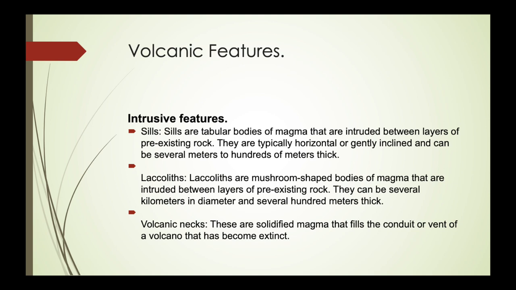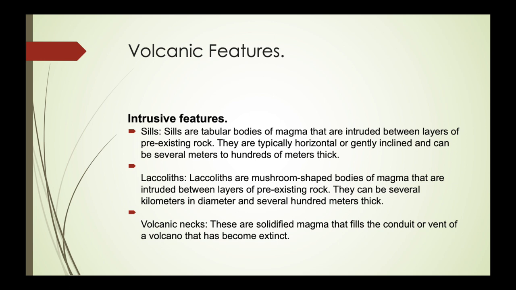Sills. Sills are tabular bodies of magma that are intruded between layers of pre-existing rock. They are typically horizontal or gently inclined and can be several meters to hundreds of meters thick. Laccoliths. Laccoliths are mushroom-shaped bodies of magma that are intruded between layers of pre-existing rock. They can be several kilometers in diameter and several hundred meters thick.